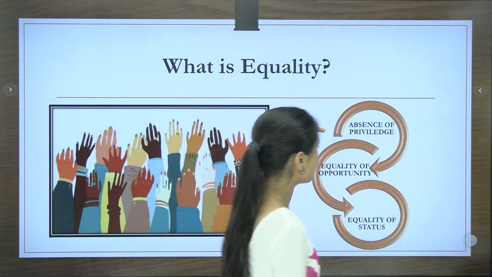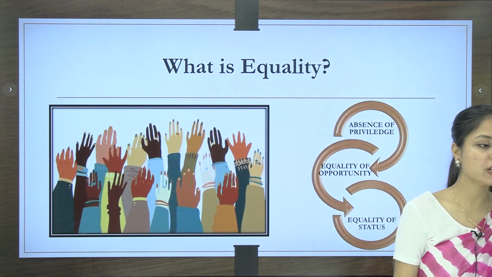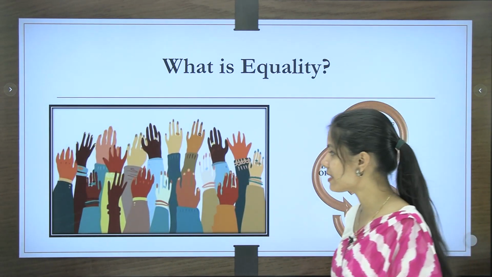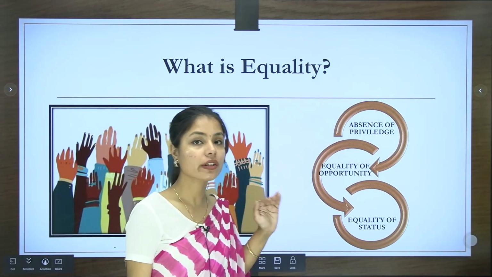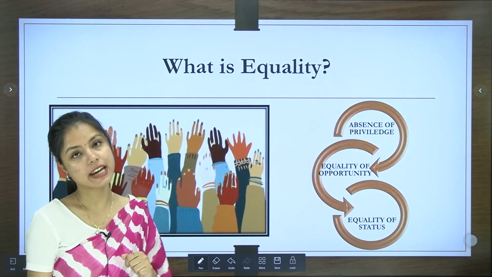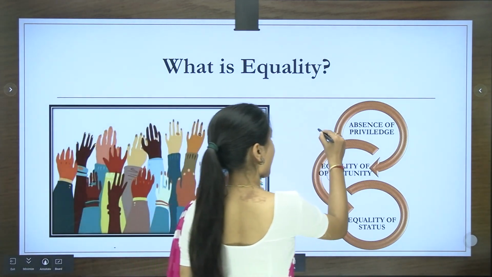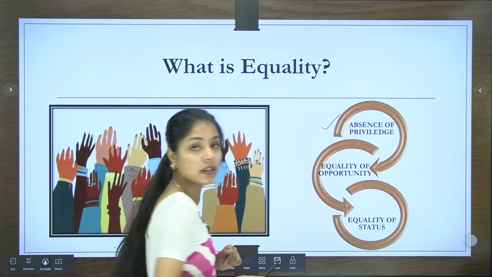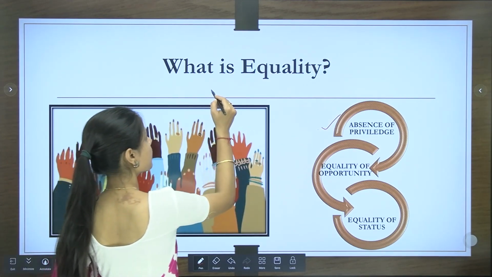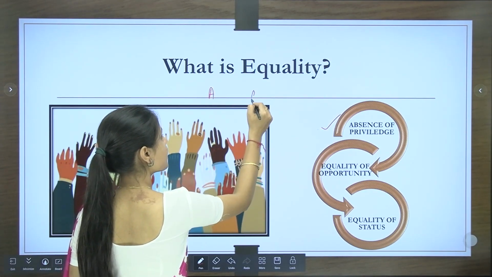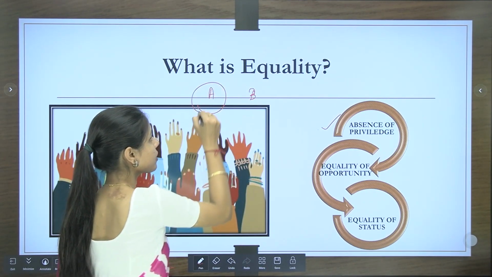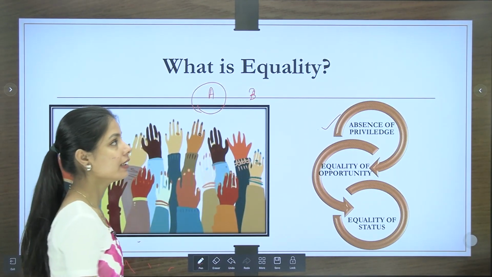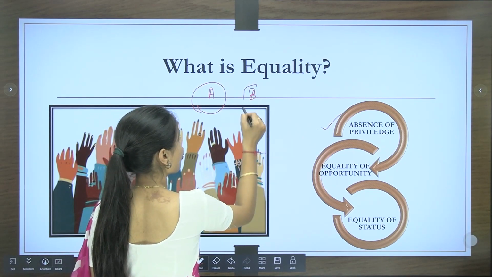Now there are some people who believe that absence of privileges is equality. So let me give you an example. Now to understand equality, we need to look at these three aspects. First is absence of privileges. So let's say in a society there is section A and section B. Section A is born with certain kind of privileges that already puts them ahead of B.